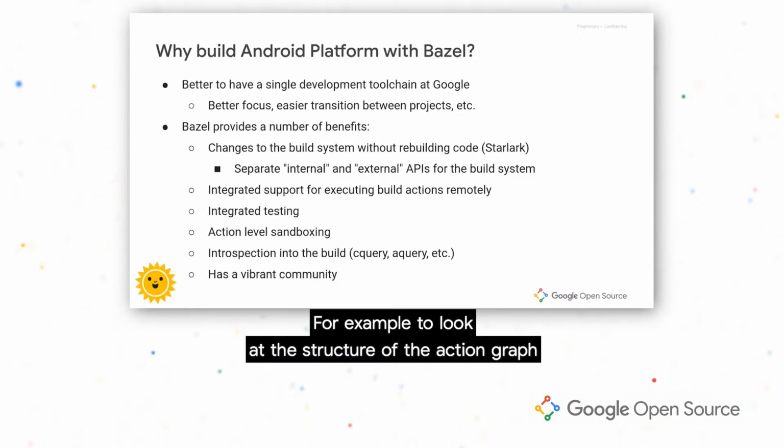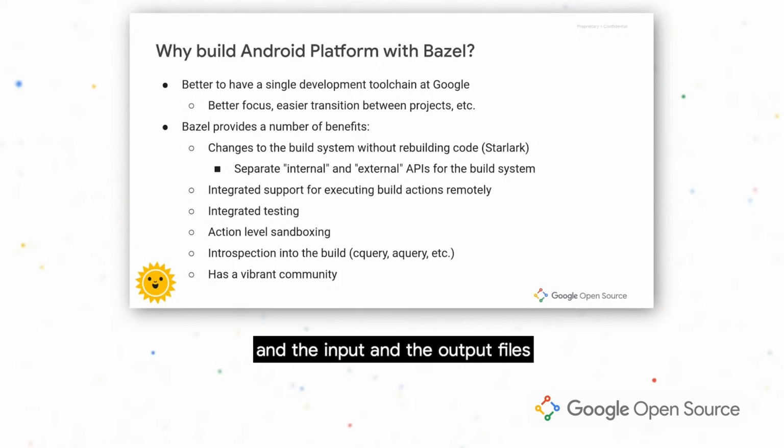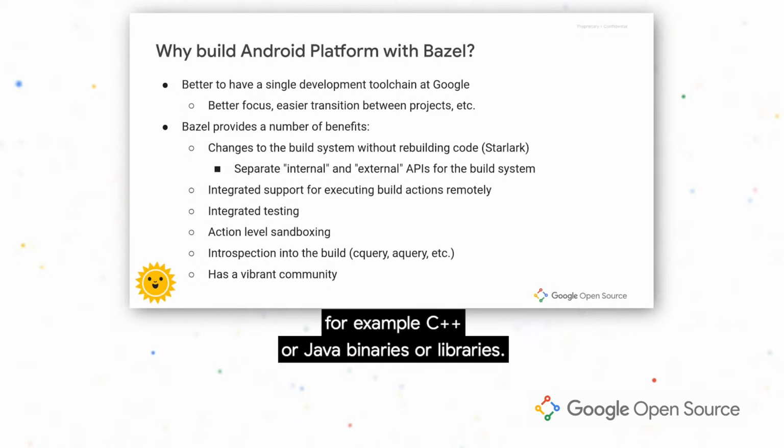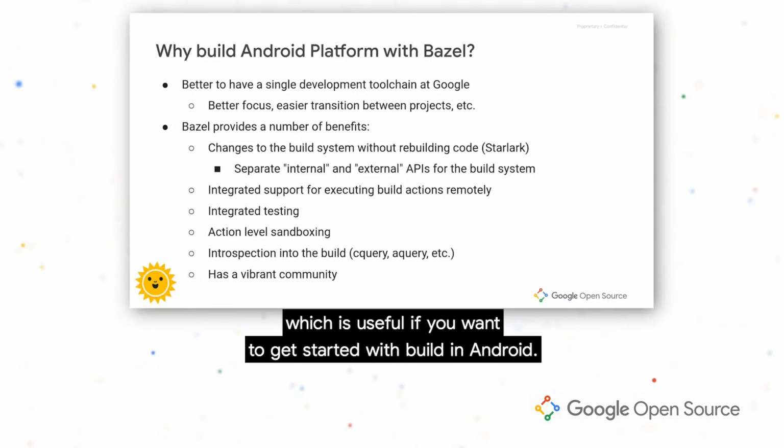For example, to look at the structure of the action graph, that is to say, the graph that is composed by the actions and their input and output files, and the individual targets, for example, C++ or Java binaries or libraries. Last but not least, Bazel has a vibrant community, both inside and outside Google, which is useful for one to get started with building Android.